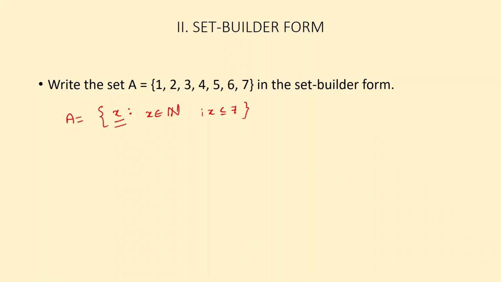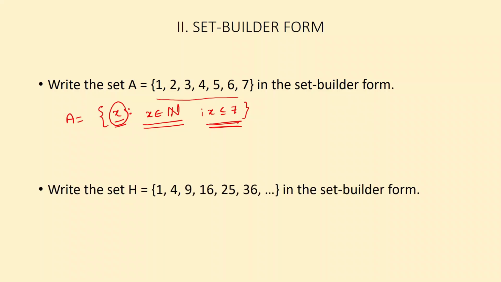So the format is you open the curly bracket and then write down x over here, and then you define what your x is. So the first definition is that x has to be a natural number. You cannot take any real number, you cannot take any integer. 1, 2, 3, 4, 5, 6, 7 are all natural numbers. But then also you don't have to take numbers after 7. So you have to restrict x to less than or equal to 7. So this is how you define your set in the set builder form.